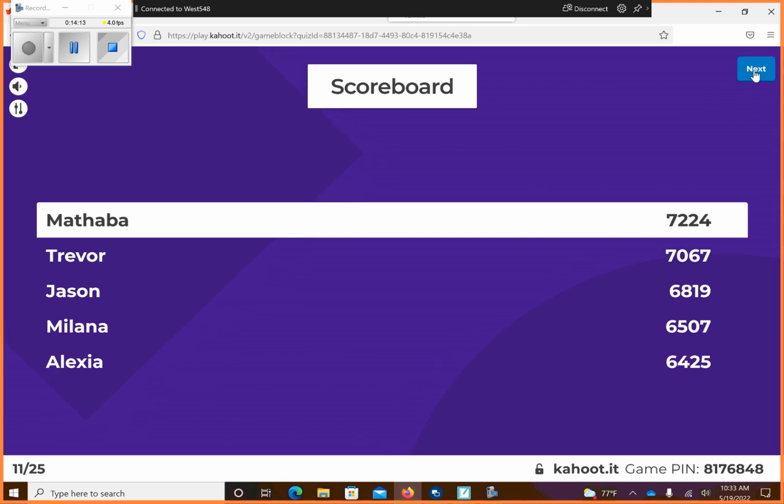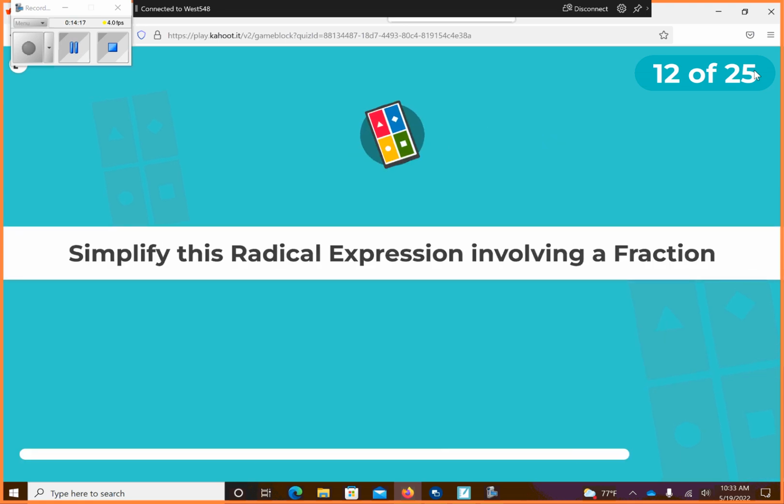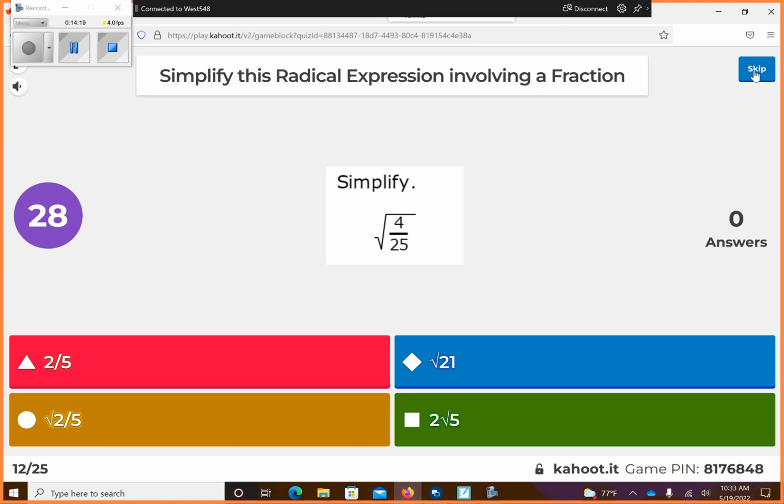Ooh. Almost halfway there on this one. Oh, ooh. You take the square root of the top and square root of the bottom, both perfect squares.